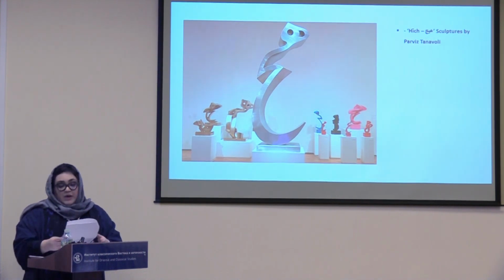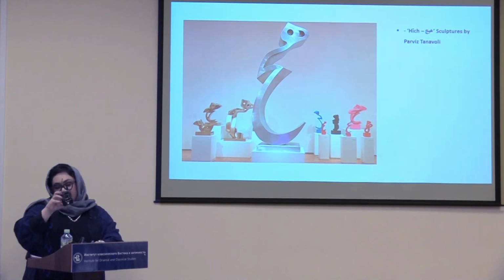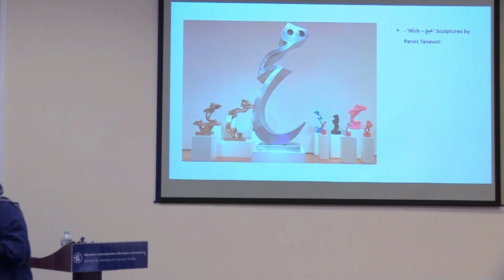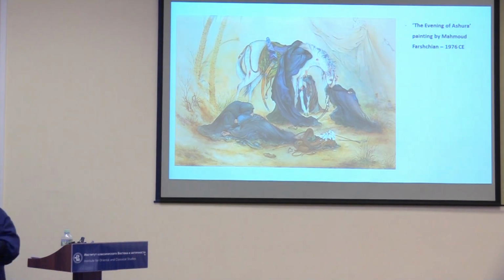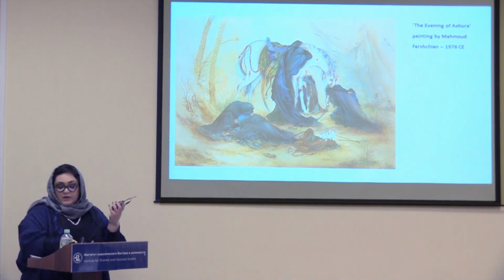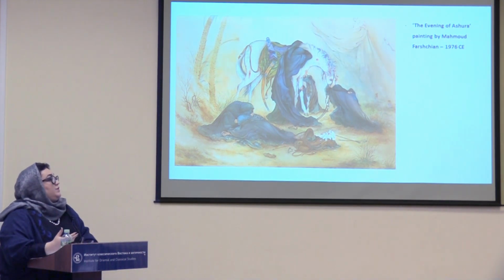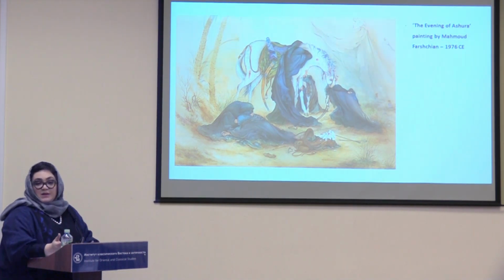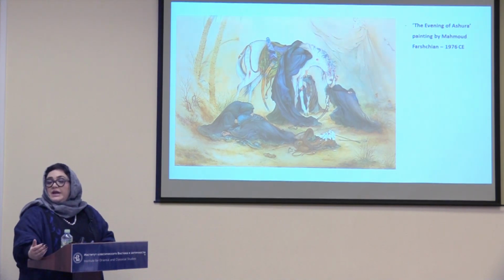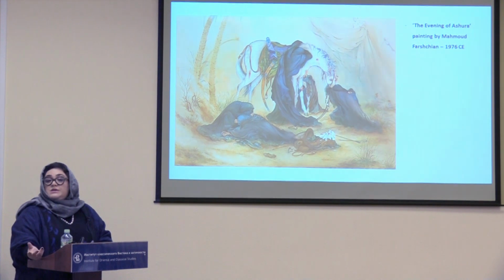Now, an example that we can look at when it comes to the concept of imagination is a miniature painting by Mahmoud Farshjan, which I referenced before. This painting is called The Evening of Ashura, and it was created in 1976. Ashura is the 10th day of Muharram. It's the day that Hussein, the grandson of Prophet Muhammad, was martyred by Yazid.